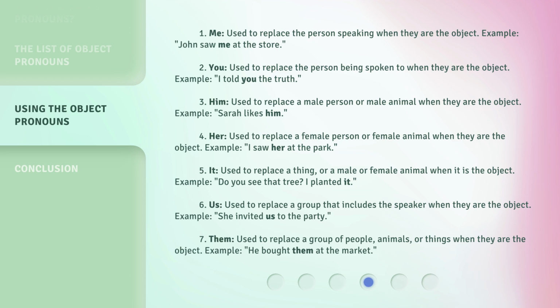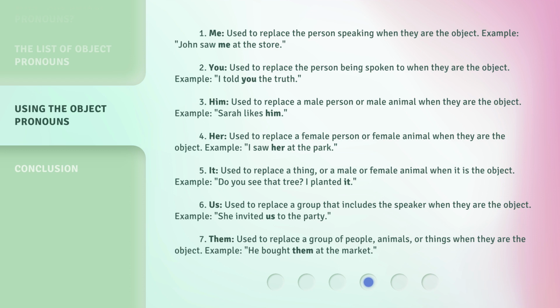4. Her. Used to replace a female person or female animal when they are the object. Example: I saw her at the park. 5. It. Used to replace a thing, or a male or female animal when it is the object. Example: Do you see that tree? I planted it.